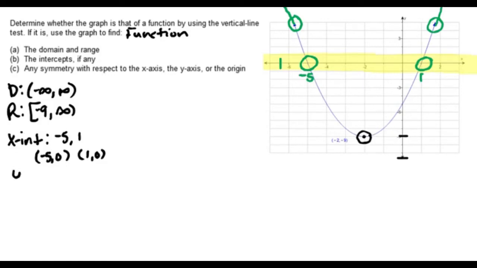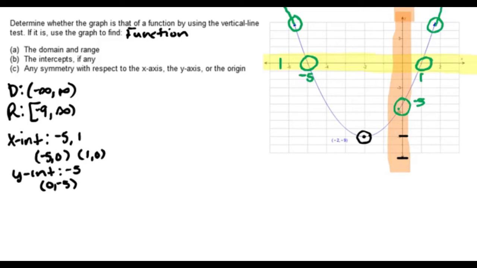So the second type of intercept is a y-intercept. A y-intercept is where the graph either crosses or touches the y-axis. And the y-axis is this vertical axis. I can see that the graph crosses that vertical axis right here, and that is at -5. So we have a y-intercept at -5, and as an ordered pair, we would write that as 0, -5.